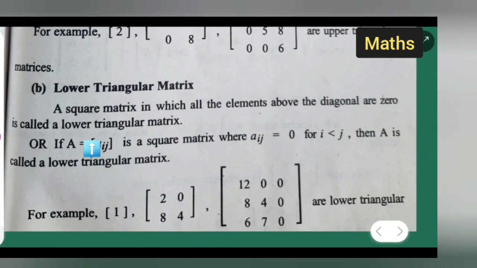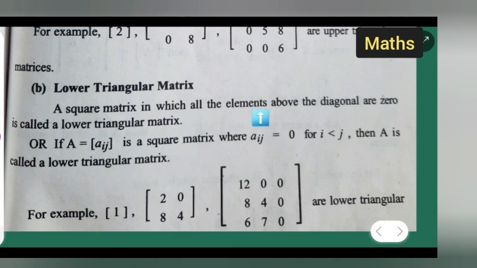So let us discuss the lower triangular matrix. A square matrix in which all the elements above the diagonal are 0 is called a lower triangular matrix. Or if A = [aij] is a square matrix where aij = 0 for i < j, then A is called a lower triangular matrix.